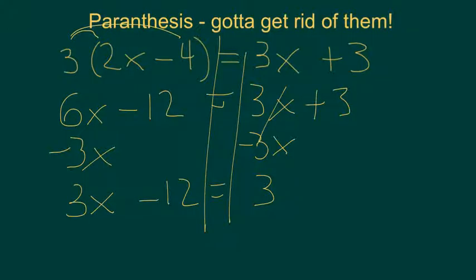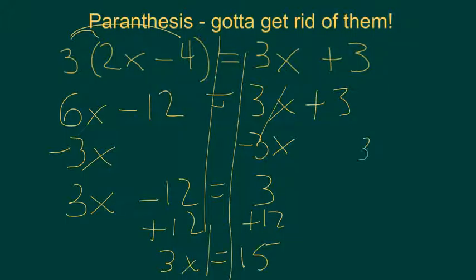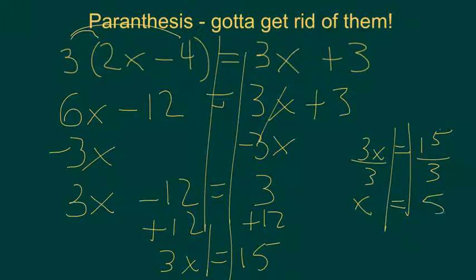Then I've got a two-step equation. I add 12 to get rid of the 12. I've got 3x is equal to 15. Then I would have to divide both sides. Let me rewrite it over here. Divide both sides by 3, and I get x is equal to 5. And there's my final answer.